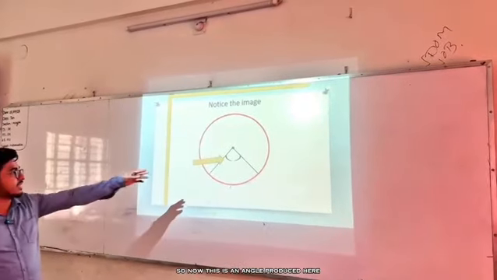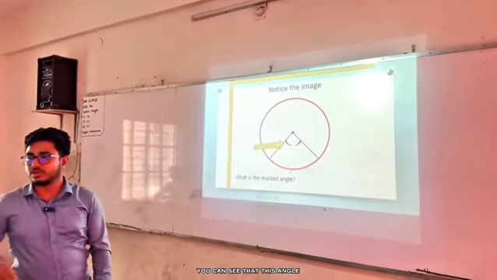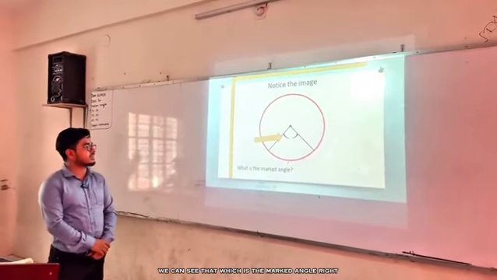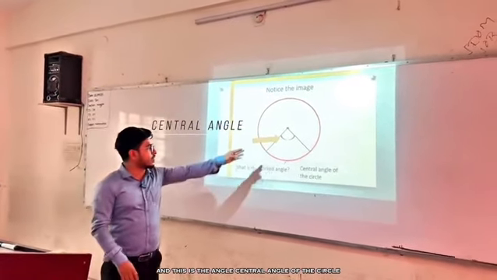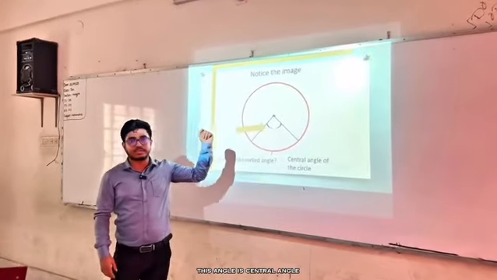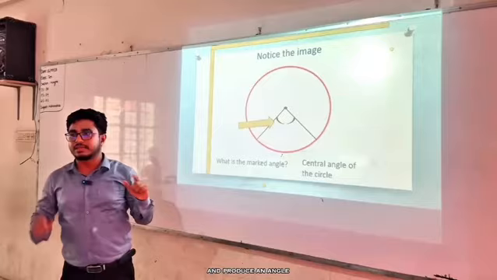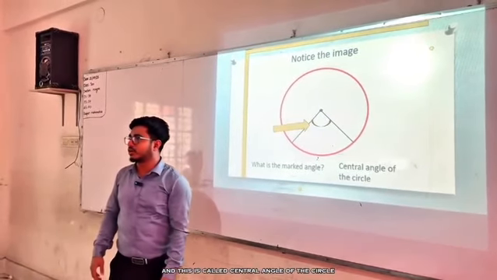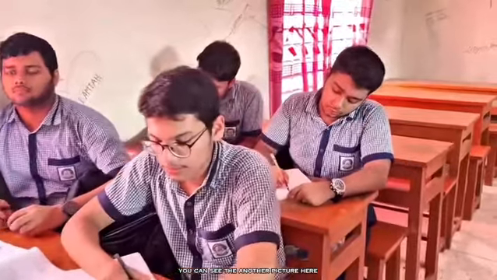Now, this is an angle produced here. What is the angle here? You can see this marked angle, right? And this is the central angle of the circle. This angle is the central angle. You can see that this is the center of the circle and it produces an angle, and this is called the central angle of the circle.